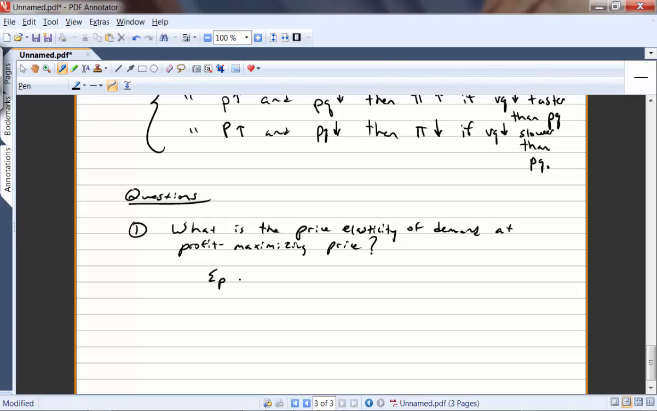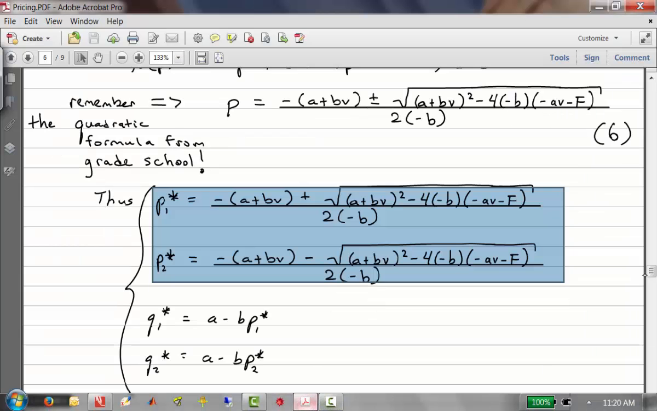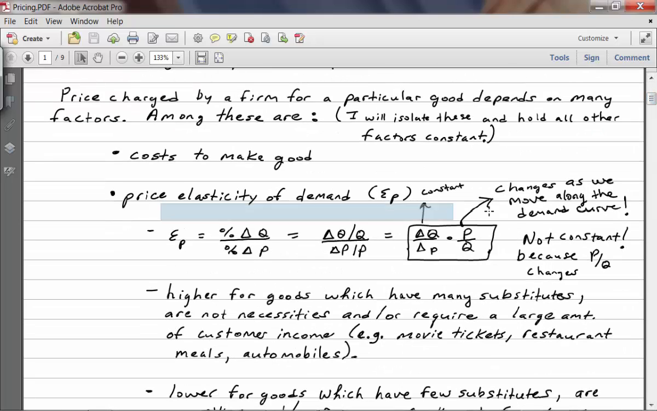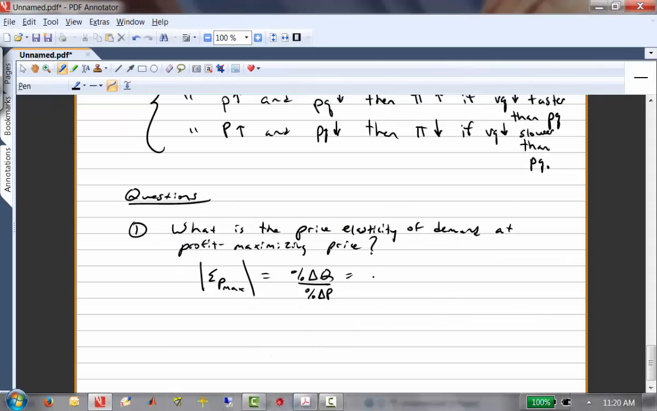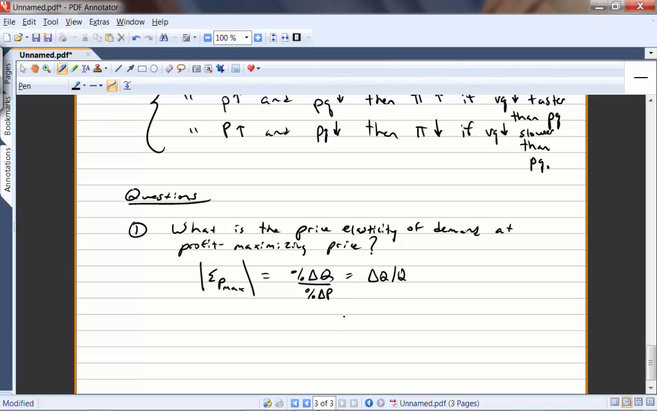So the price elasticity of demand at the profit maximizing price, P max, we can label it like this. And let's actually calculate the absolute value of it. So that would be equal to, from the lecture notes, we know the price elasticity of demand is just percent change in quantity over percent change in price. Percent change in quantity is just the change in quantity over the original quantity. And percent change in price is just the change in price over the original price, right? So if we rewrite that, that's just change in quantity over change in price times price over quantity.